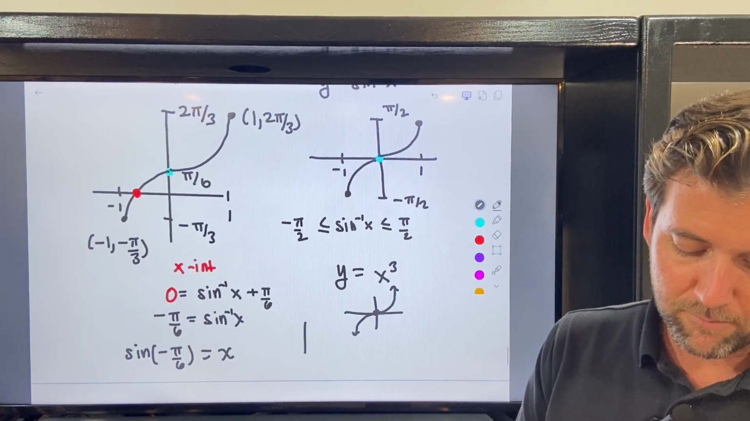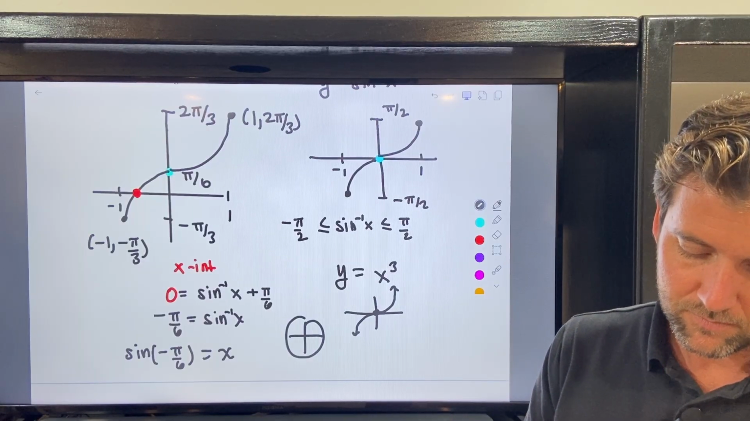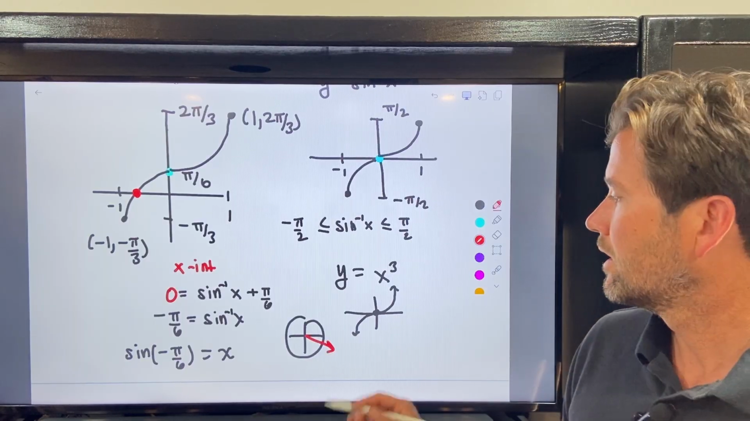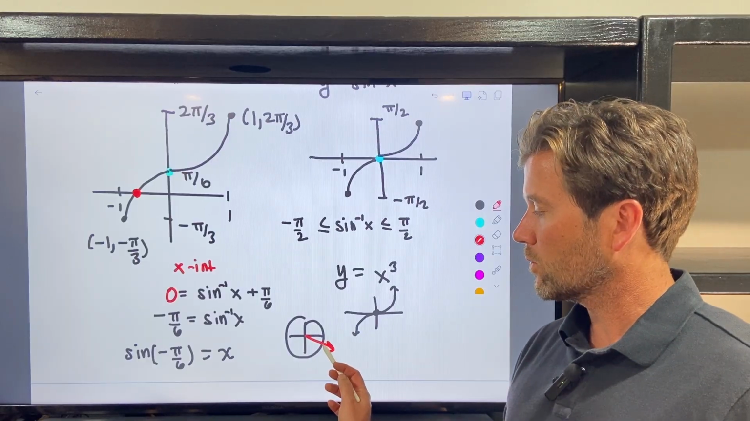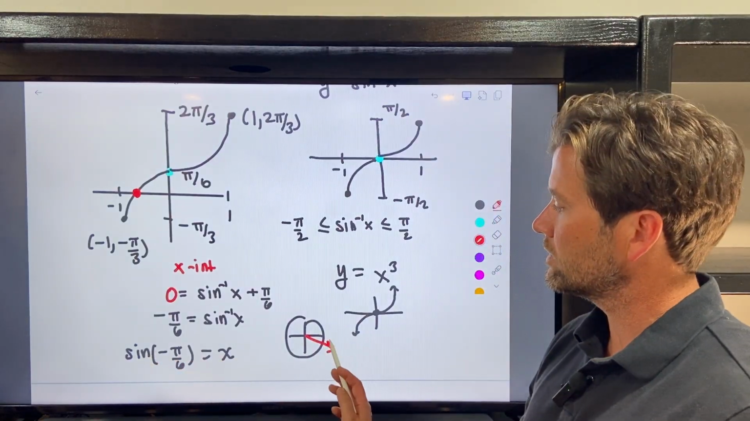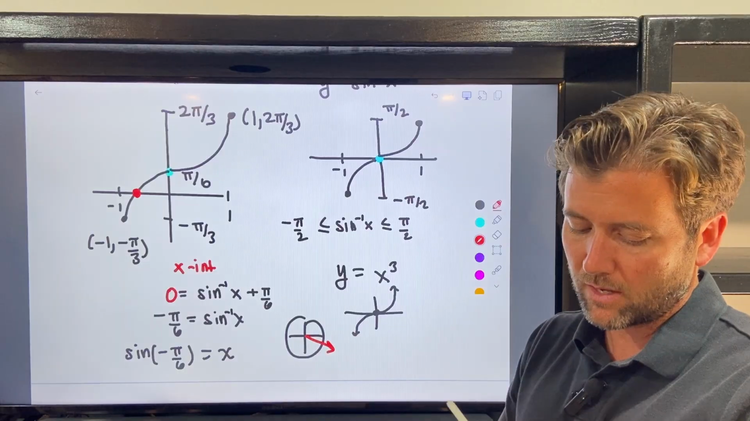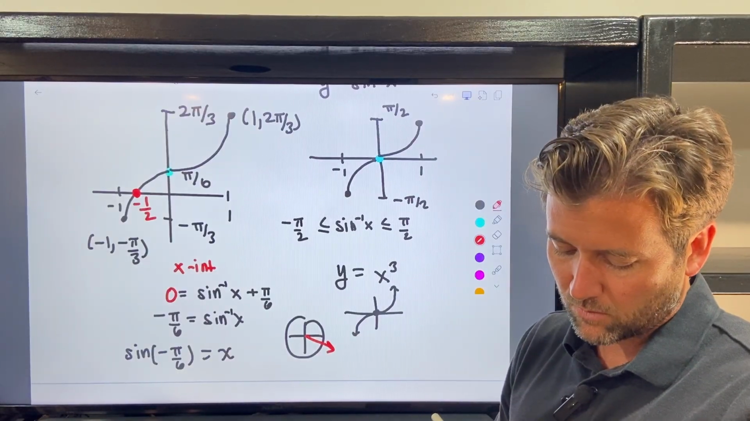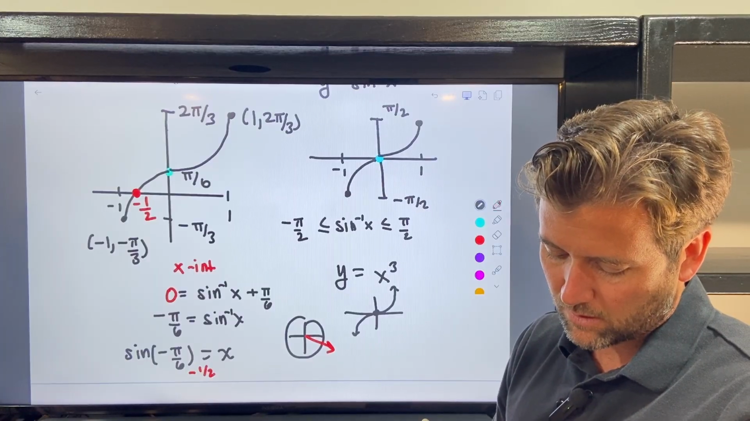Now, negative pi over 6. That's this angle here. And we should be familiar with this y coordinate. When we see sine, we think y coordinate. This y coordinate in the unit circle is negative 1/2. So we get x equals negative 1/2.